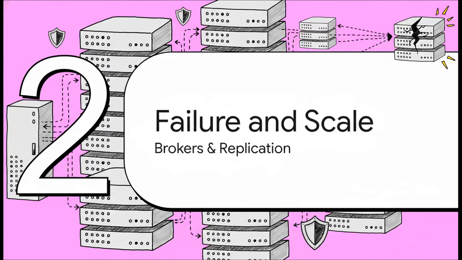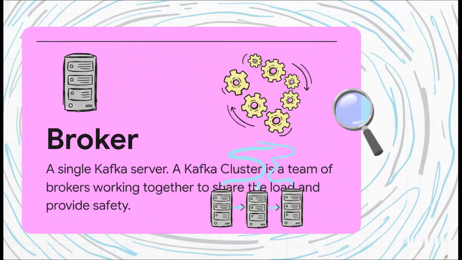So we've talked about the logical side of things, but how does this actually run on real machines? And, the most important question, how does it not lose all your data when a server inevitably crashes? The lingo here is pretty simple. A single server running Kafka is called a broker. A team of brokers all working together, that's a Kafka cluster. And just so we're clear, in the real world, you never run just one broker. You always run a cluster.